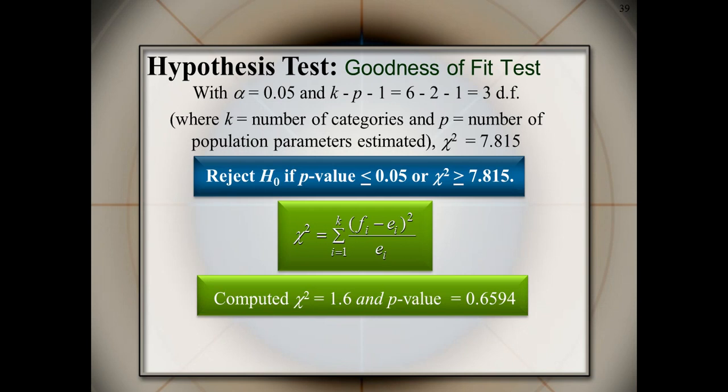The computed chi-square value in this case is 1.6, and the chi-square value from the table is 7.815. We have assumed alpha is equal to 0.05, and the number of parameters used to find the expected frequency is 2, because we have used mean and standard deviation both. So that's why P is 2. So 6 categories minus P, that's 2 parameters, minus 1, so 3 degrees of freedom. We can see here the computed value is much lower than the critical value, so we conclude that the data do follow a normal distribution.